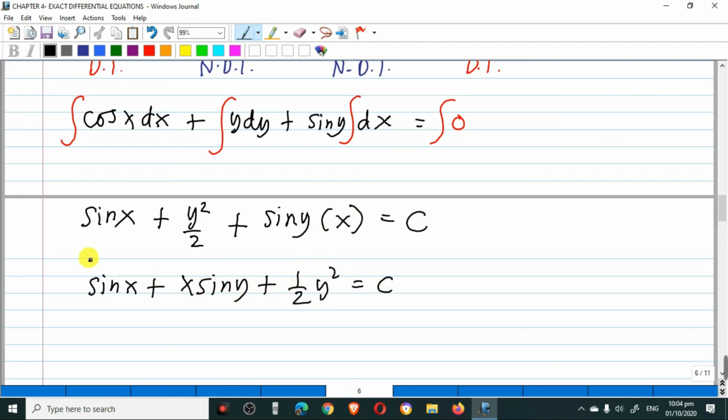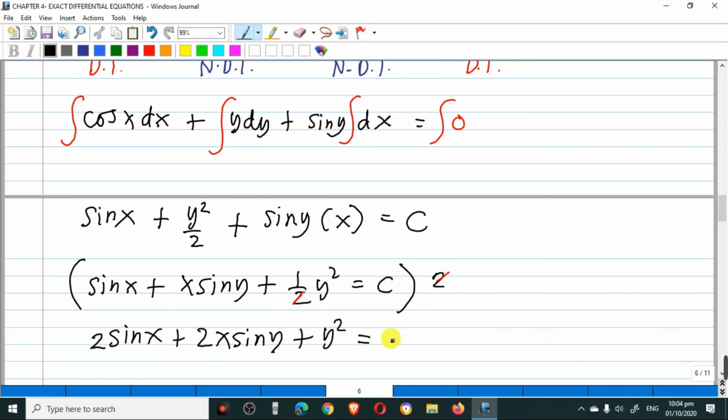Then, removing the fraction, maximize again natin yung ating simplification. Multiply this by 2. So, we have 2 sine of x plus 2x sine of y plus, cancel out na yung 2, so y squared na lang ang matitira sa ating last term. Y squared. And this is equal to c. This is already our general solution.